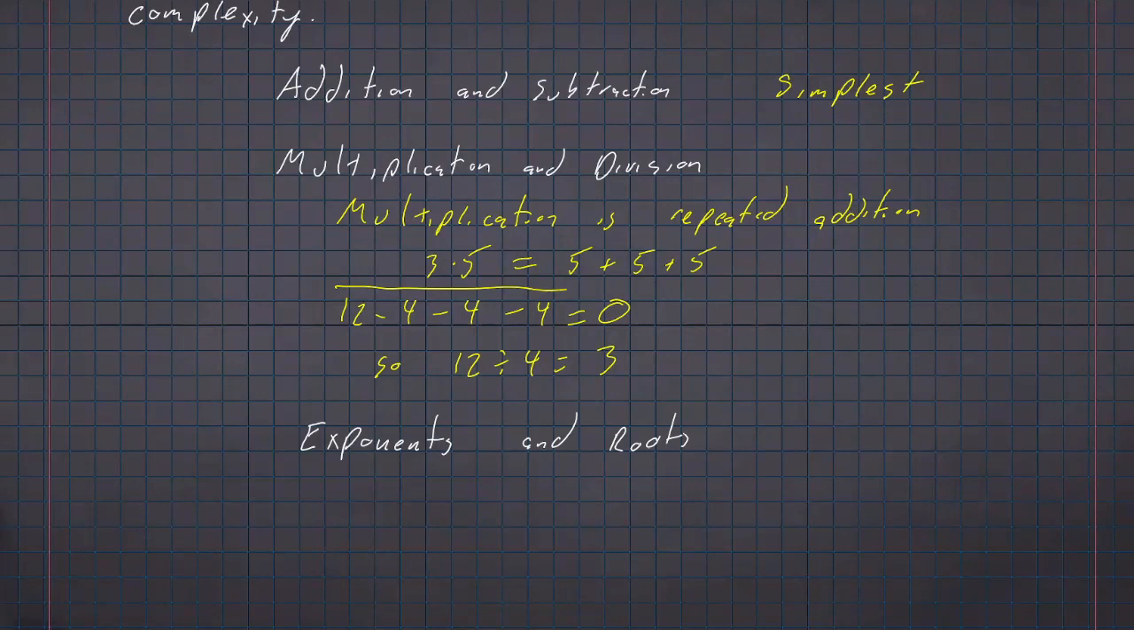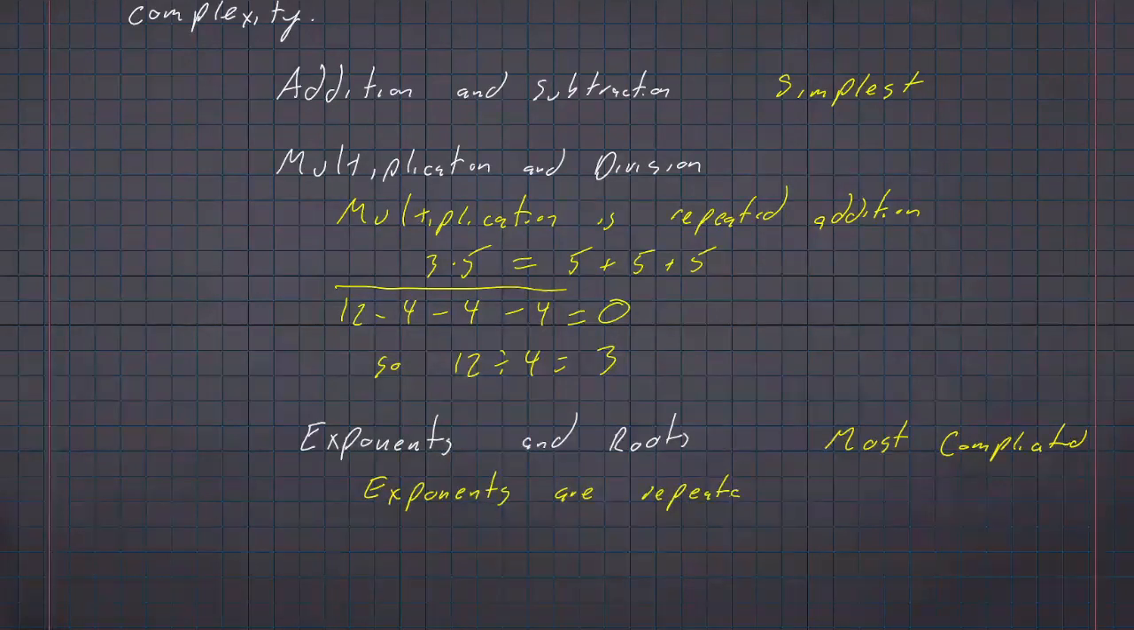And then we get to exponents and roots, which are the most complicated operations. Just like multiplication is repeated addition, exponents are repeated multiplication. Right? 5 raised to the third power means 5 times 5 times 5.